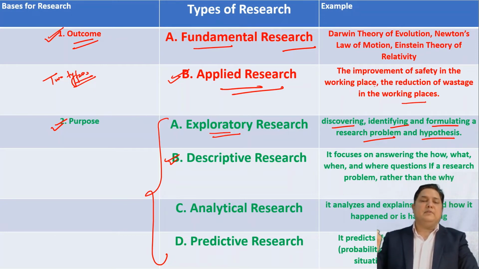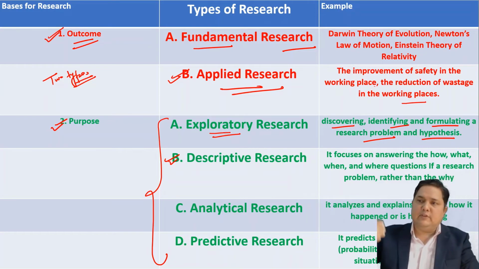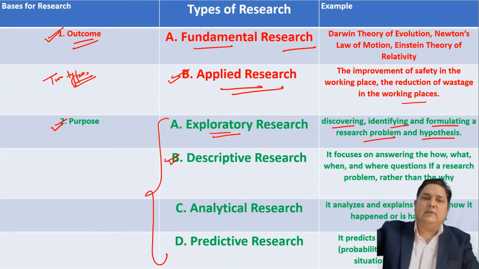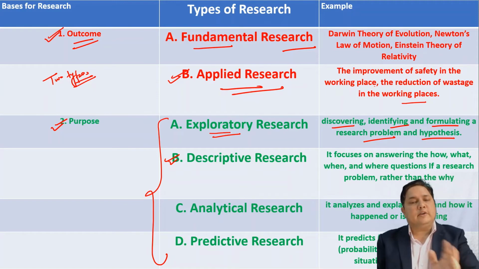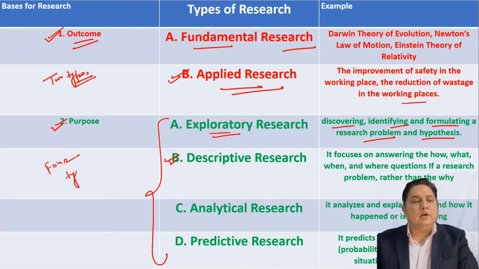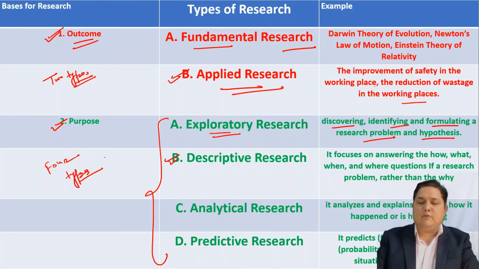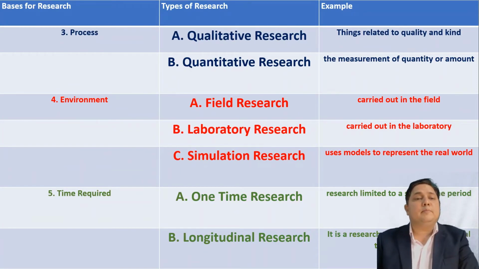Then if my purpose is to predict, to forecast, the advanced form of analytical research is predictive. We want to forecast the result in terms of what will happen, what the next trend will be like. More regression we are going to use in this case. So on the basis of purpose, we have four: exploratory research, descriptive research, analytical research and predictive research. Normally in some books you can find three types, but here it is four types. Next purpose is process.